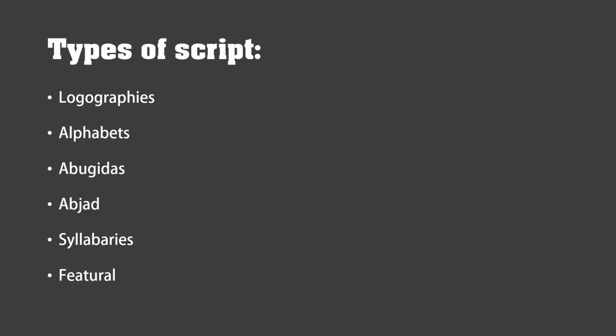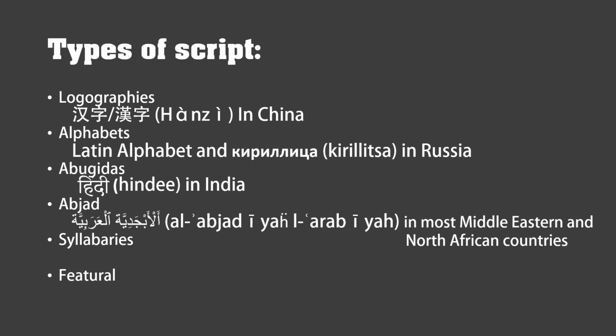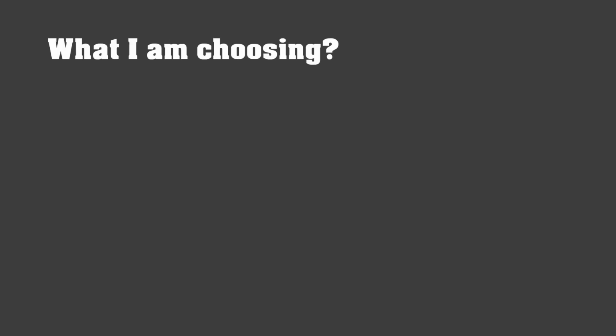So here are some examples of this. Chinese, Latin or Cyrillic in Russia, an Abugida being Hindi in India, an Abjad being that in most Middle Eastern countries and North African countries, syllabaries, katakana in Japan, it's just one example, and featural, Hangul in Korea. What am I going to choose though? Well, I've decided that since I'm making a cross between English and German, I'm just going to use a normal alphabet.